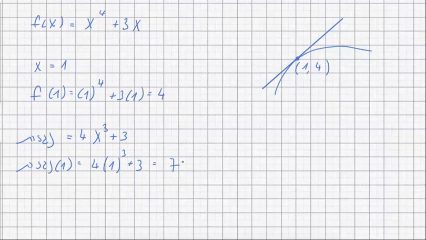Okay, keep reading. One second, just writing it. Okay, next. So we found the slope is 7.